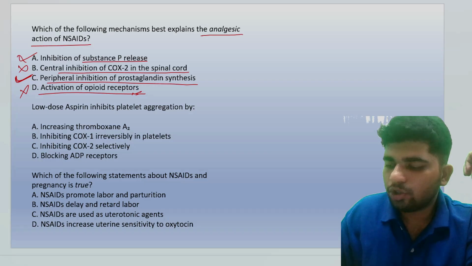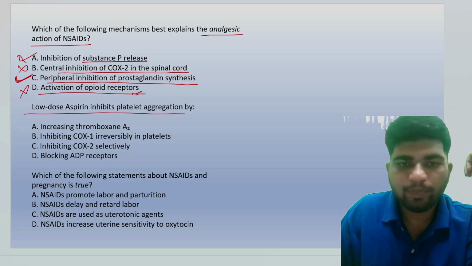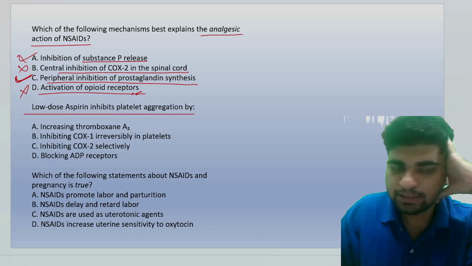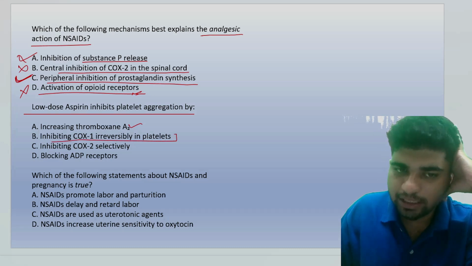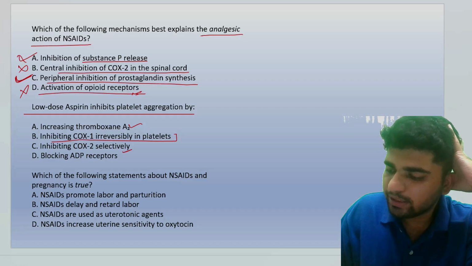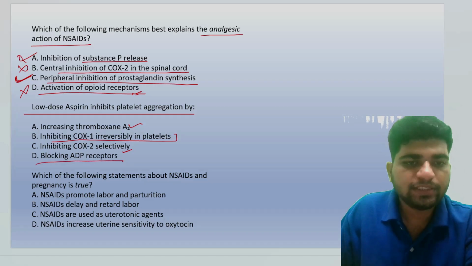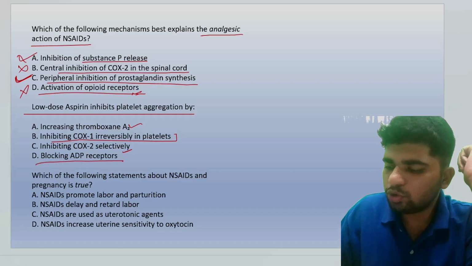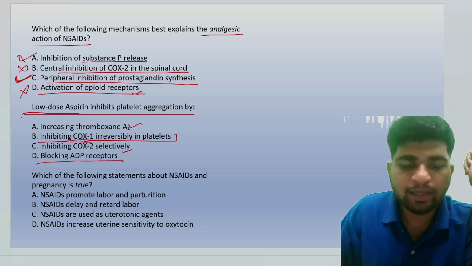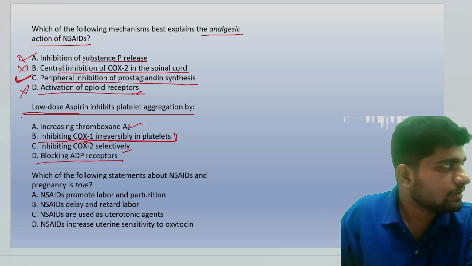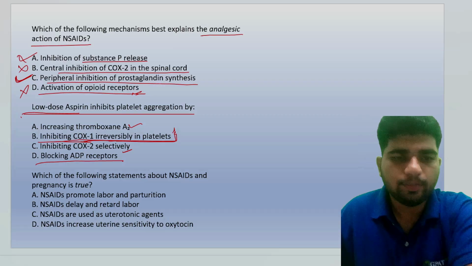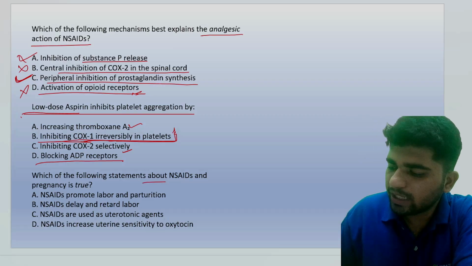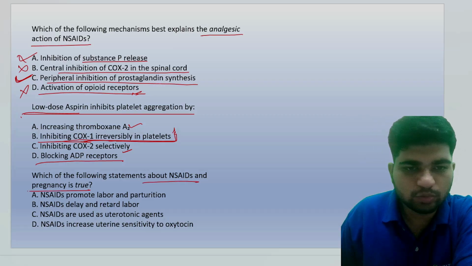All right. Low dose aspirin inhibits platelet aggregation by increasing thromboxane A2, inhibiting COX-1 irreversibly in platelets, inhibiting COX-2 selectively, or blocking ADP receptors. Which is it? I've just told you guys that low dose aspirin particularly inhibits the COX-1 enzyme irreversibly in the platelets. Which of the following statements about NSAIDs and pregnancy is true?